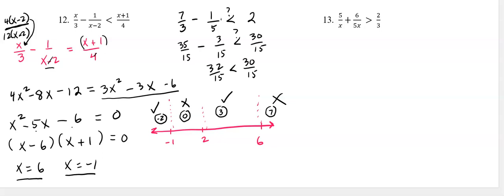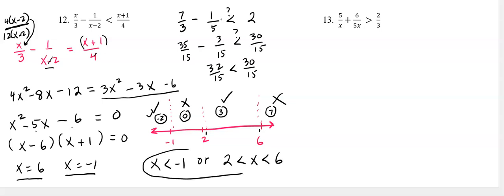All the numbers, x's, that are less than -1 are answers. We proved that. Or we have x's that are between 2 and 6. Those also worked. And so here's how we show that between statement. So there's your final answer for number 12.